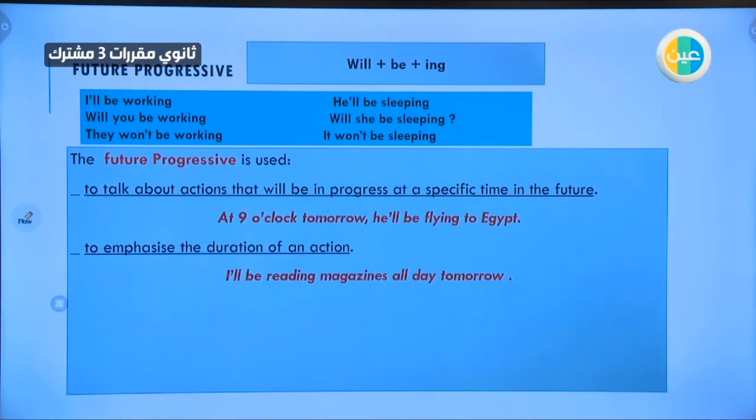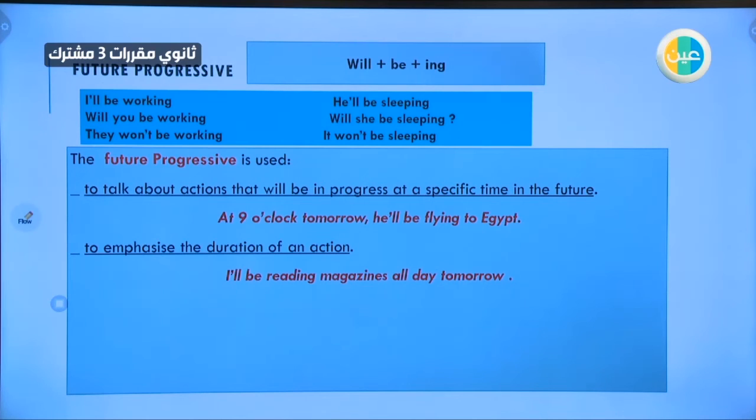Future progressive. We sit together. Future, so will. After will, be, infinitive. Progressive, so ing. Then three things: will, be, ing. How can I do it? I will be working. Any question? Will you be working at this time? They will not be working, the negative. Or he will be sleeping. Will she be sleeping at 9 o'clock, for example, tomorrow? Or it will not be sleeping, and so on. This is how I can make it.